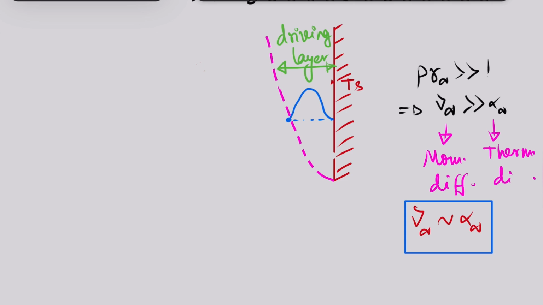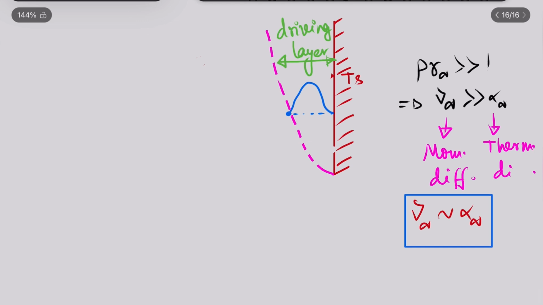So thermal diffusivity means what? Up to which the temperature difference prevails. So it is dictating up to which point the temperature effect will penetrate, and momentum diffusivity means up to which point the velocity effect will be felt. Okay, so these are very rough things, but you need to have these intuitions. I hope that I can convey this to you. If I cannot, then please comment.